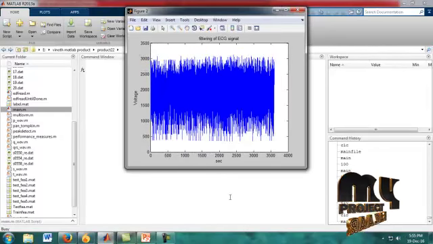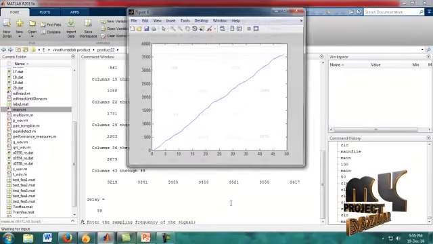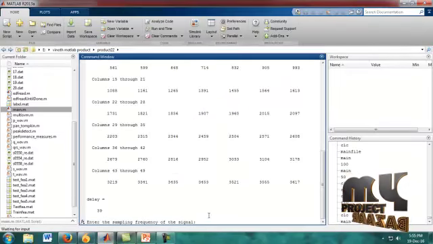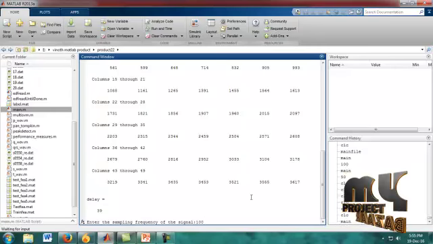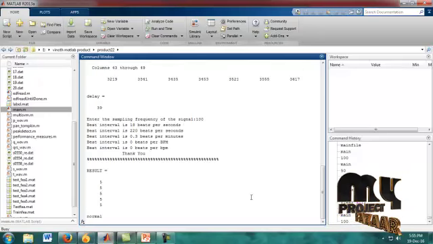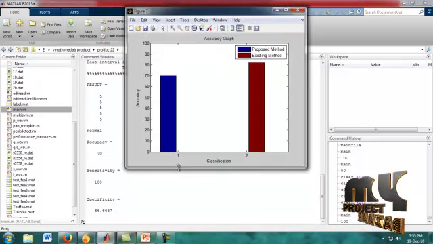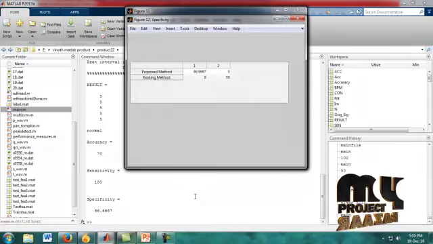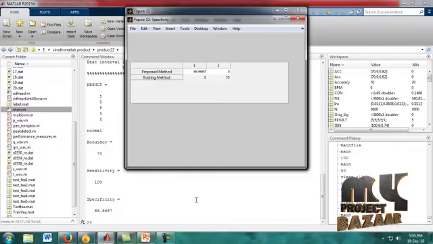The process will be going on. The command window asks to enter the sampling frequency of the signal. So we have to give the sampling frequency, for example 100. According to the frequency value, the result will be shown in the command window. It is the overall result of our process.